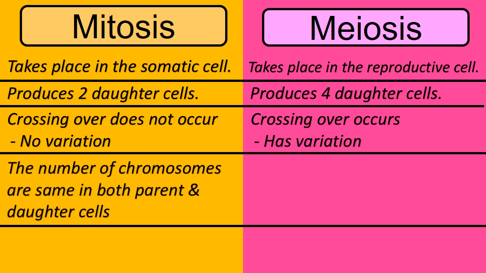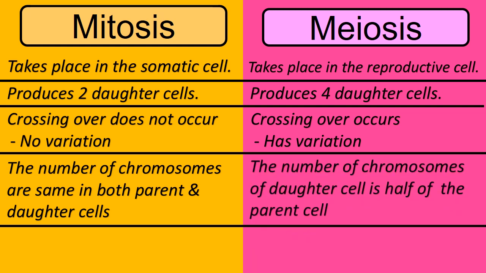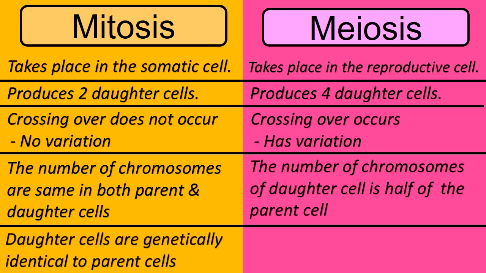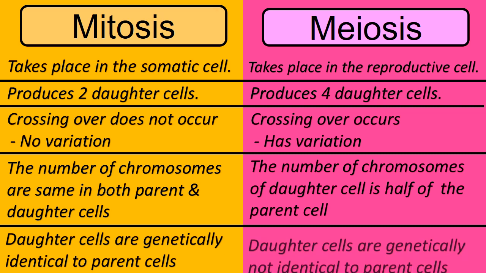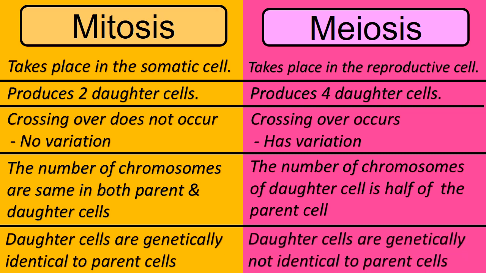The number of chromosomes is the same in both parent and daughter cells for mitosis but different in meiosis. Between mitosis and meiosis, only mitosis allows the daughter cells to be genetically identical to their parent cells.